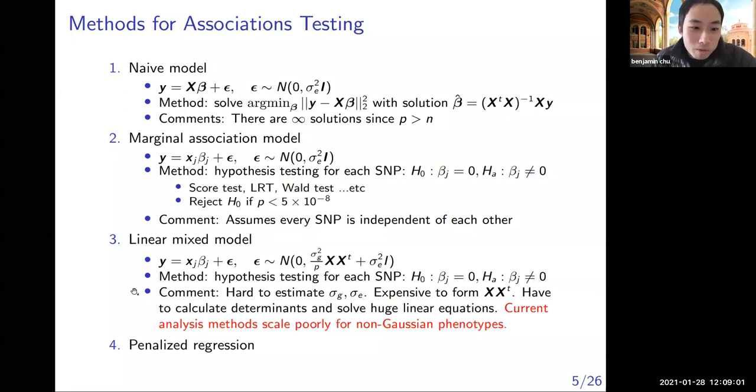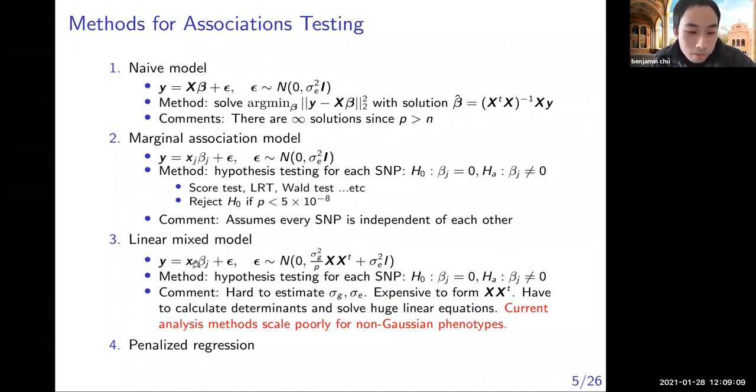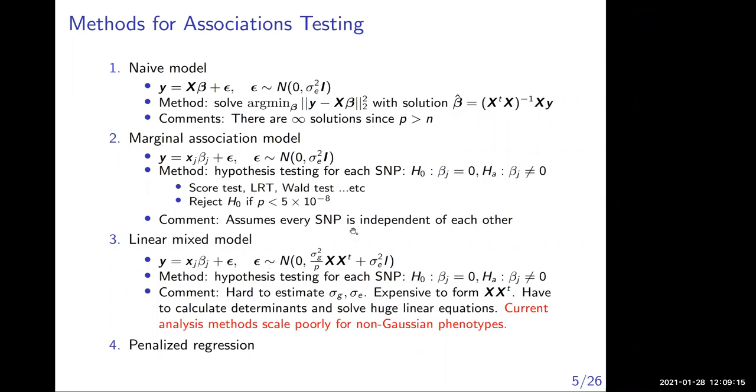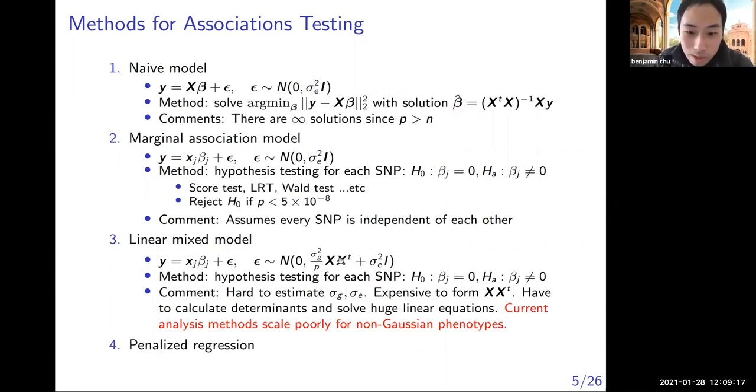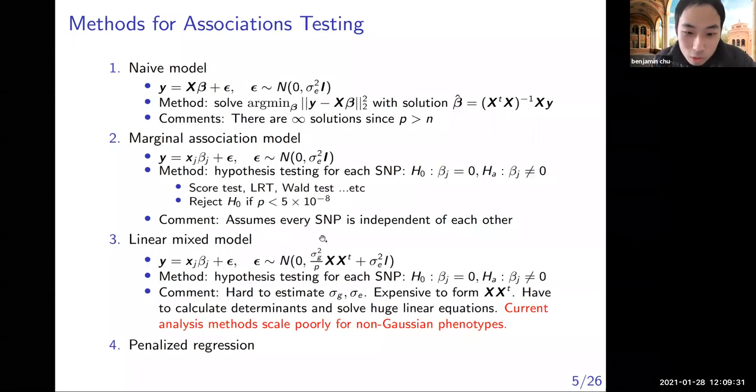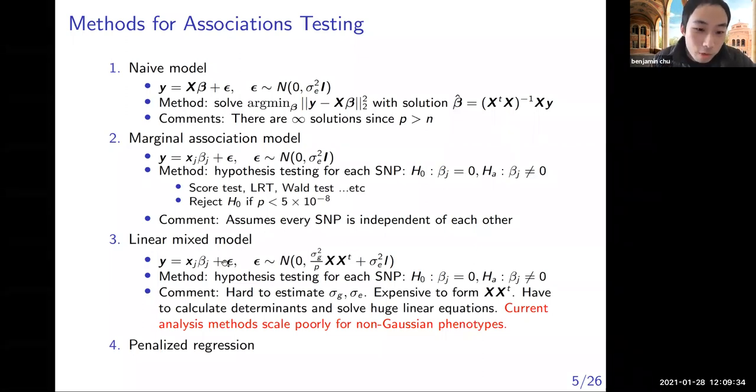So finally, people do these linear mixed models, which is what I think most people do today. In this model, we still test these SNPs one by one, but the epsilon now has a more complicated structure, where in particular you have two variance components, one of them being this XX transpose. So the idea is, even though you're testing these SNPs one by one, the effects of other SNPs are sort of inside the background variance. So it contributes to the variance.